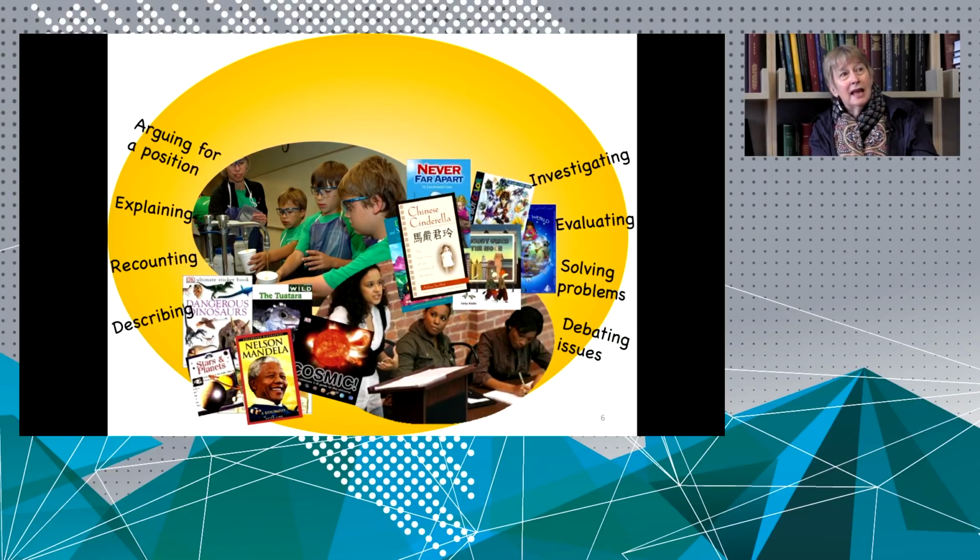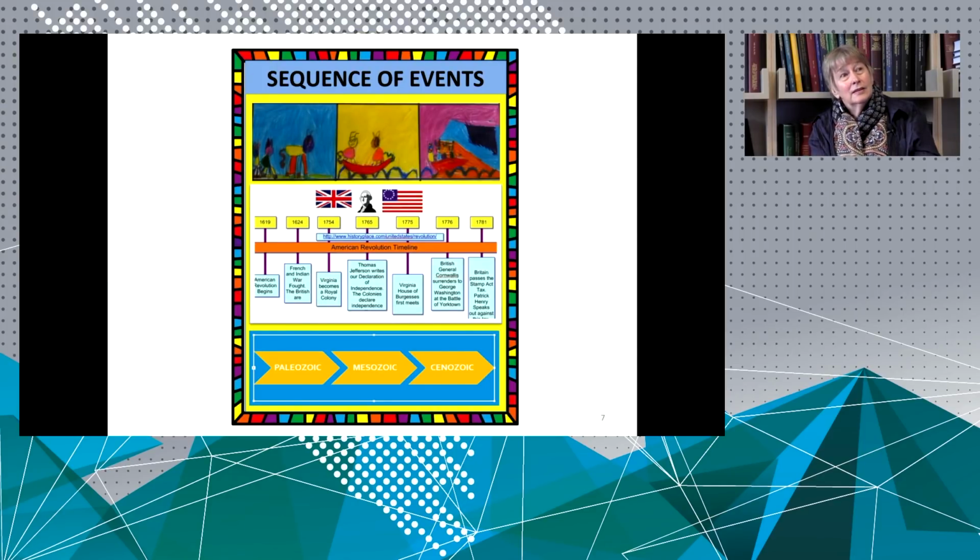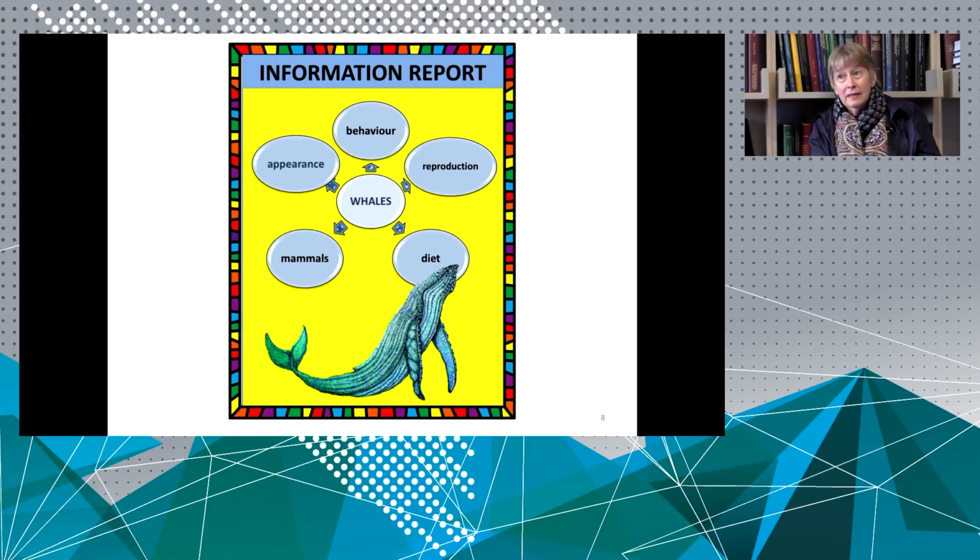We refer to these as the genres of schooling. So each different purpose for using language requires a different genre. An explanation genre, a persuasive genre, an evaluating genre, etc. So the kinds of genres that they might be needing to use are a sequence of events, such as a recount or a timeline. They might need to describe something in some detail, so an information report on all the various aspects of Wales, for example.